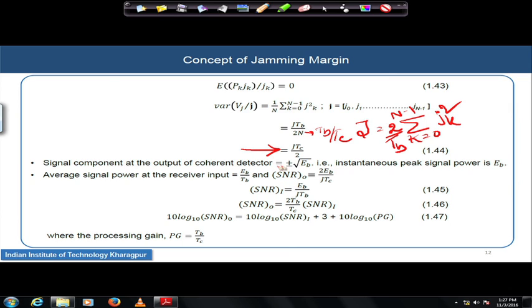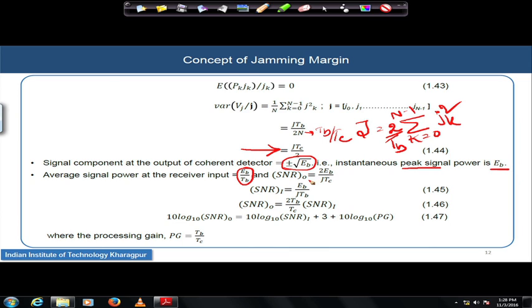We have seen that at the output of the coherent detector, the signal component is plus minus square root of Eb. We have seen it in the previous slide. So, the instantaneous peak power will be equal to Eb. So, the average signal power at the input of the receiver was Eb by Tb. This was the power computation.